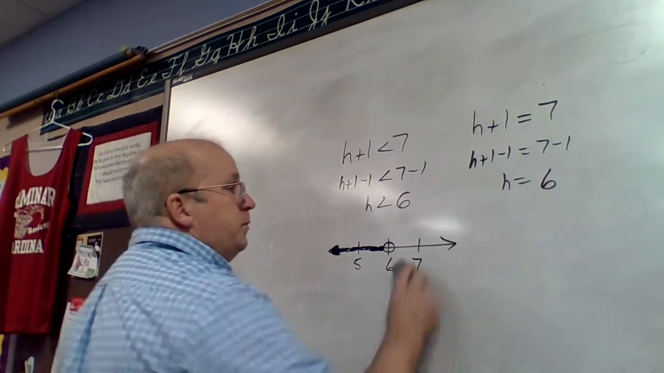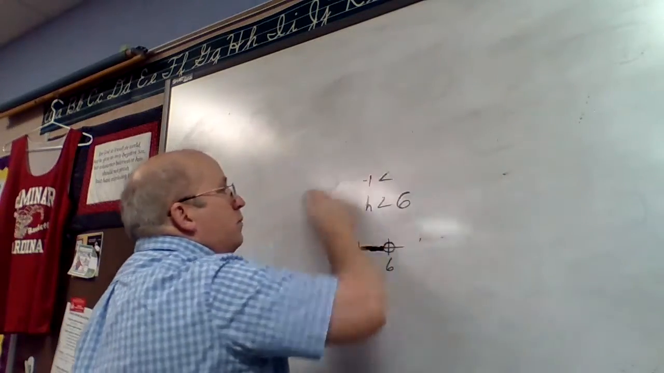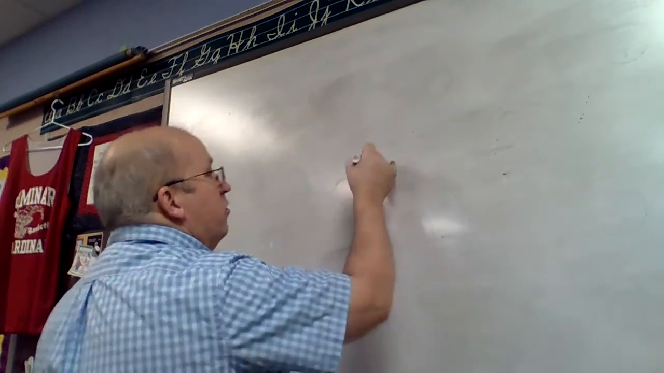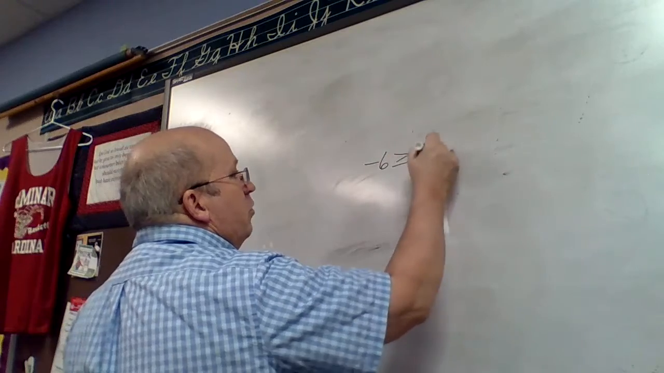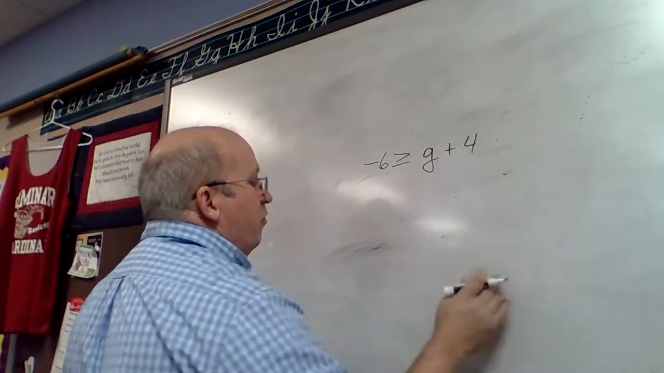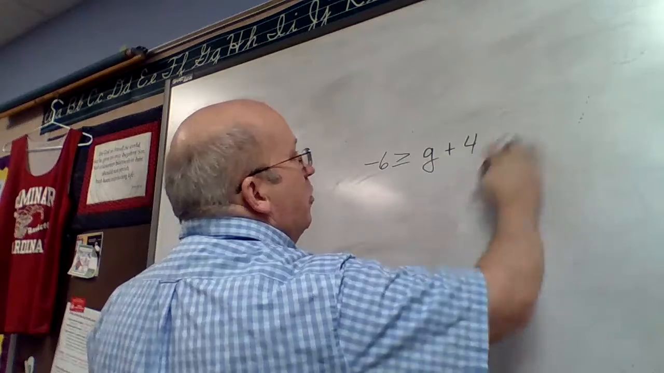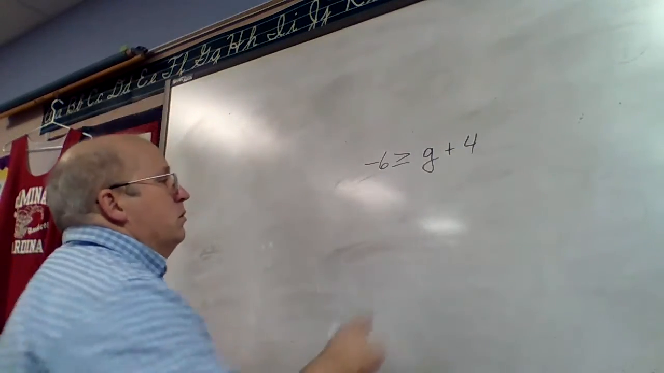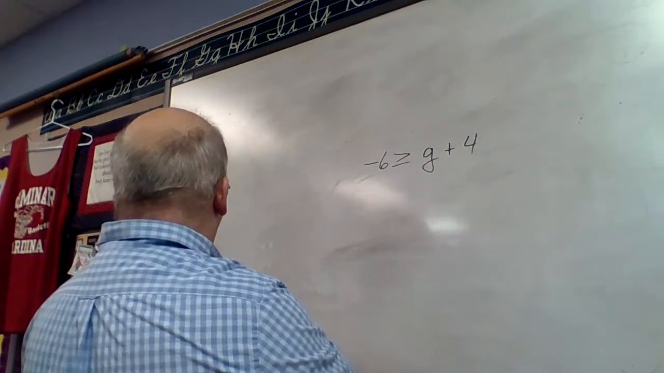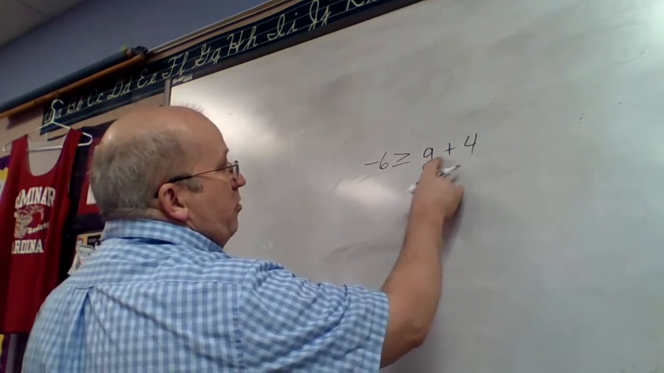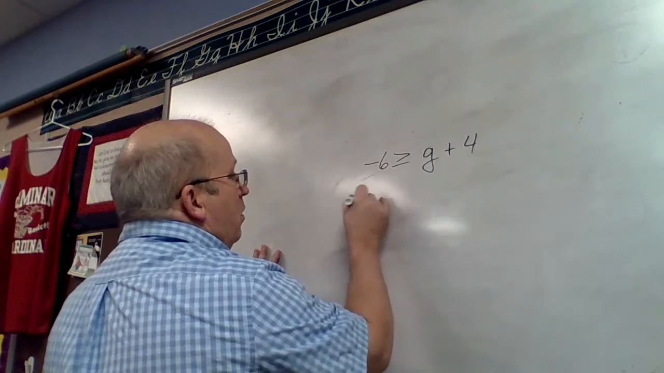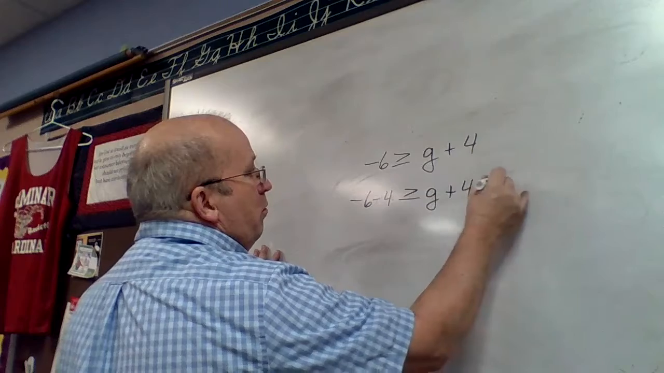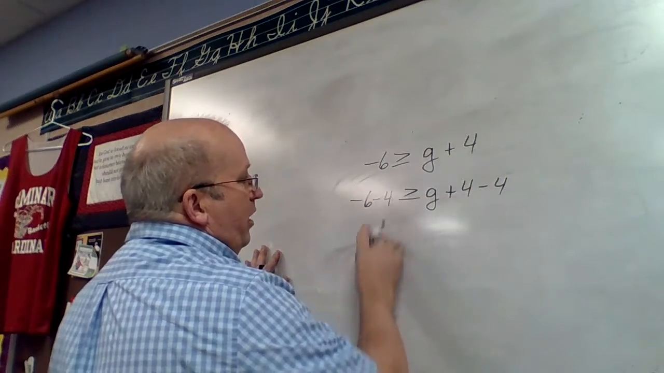With me so far? Okay, let's try a second one. Lemon squeezy, easy peasy. How about negative 6 is greater than or equal to g plus 4? How would I handle that? Well, how do we get g by itself? We do the opposite of adding 4, which is subtracting 4. And we're going to do it to both sides, subtracting 4, subtracting 4.